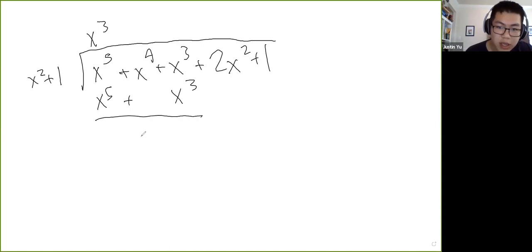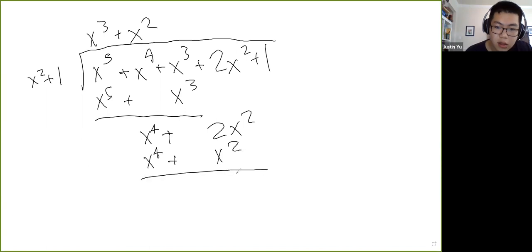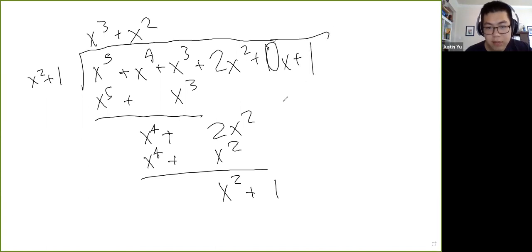When we subtract, we get x to the fourth plus 2x squared. So now, what do we have? What can we fit in here? We can fit in an x squared term, maybe. Then at the end, we have x squared plus 1. And technically, I should have written it like this. That's also an important thing to note.